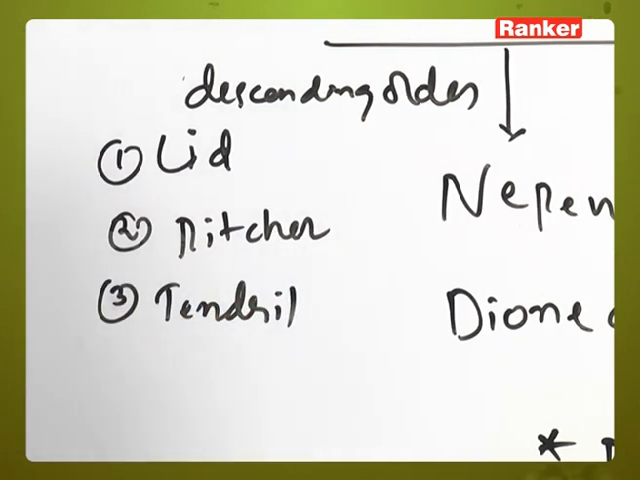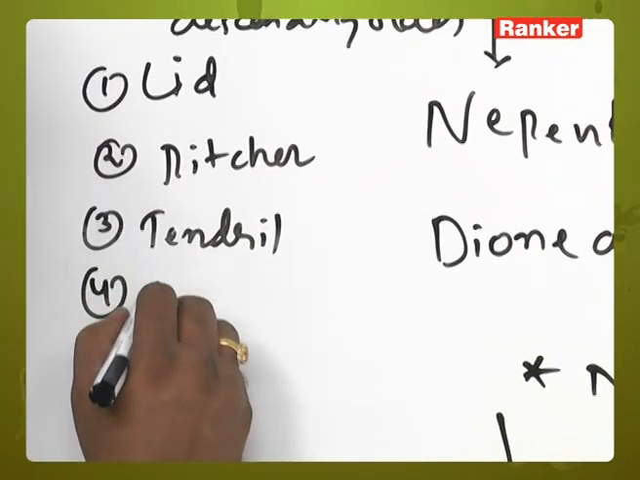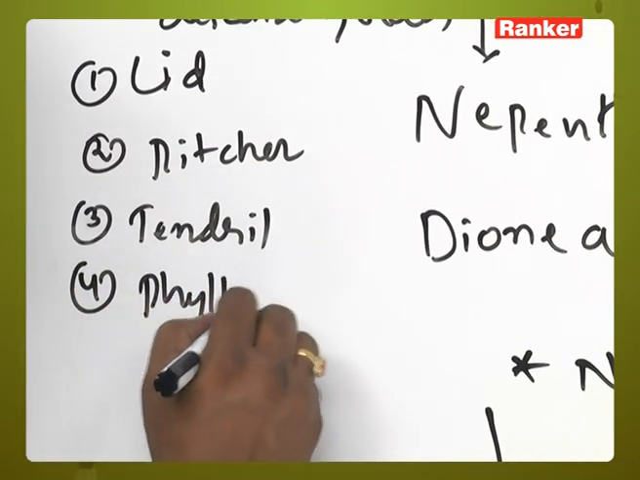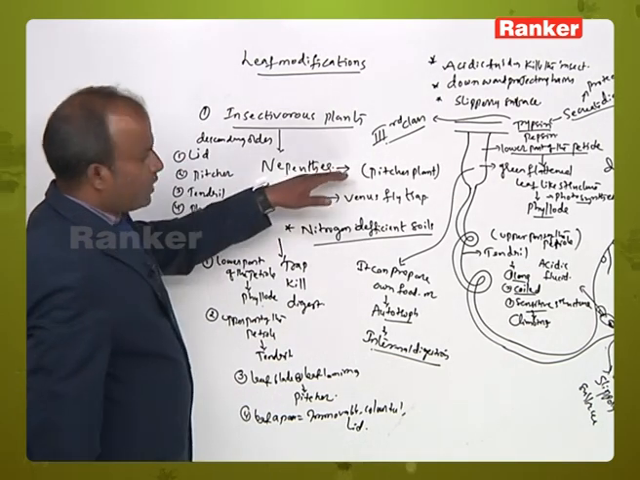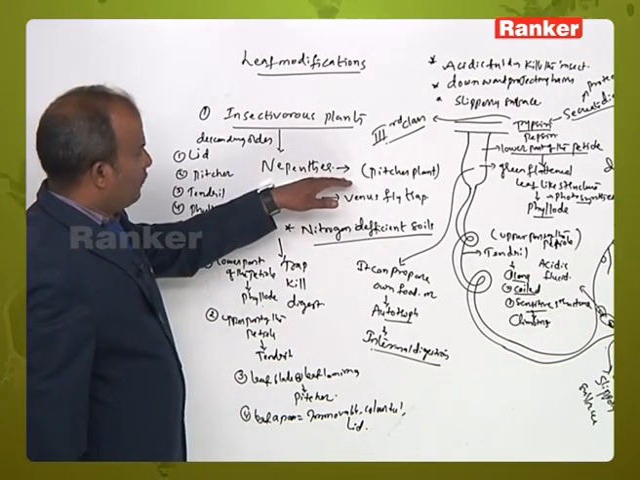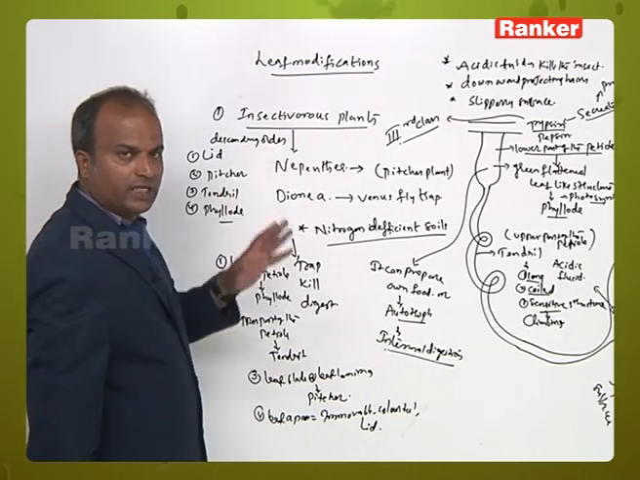Third one, it shows tendril. Fourth one, it shows phyllodes. Fourth one shows which one here? Phyllodes. That means arrange the parts of the modified leaf in Nepenthes in descending order.